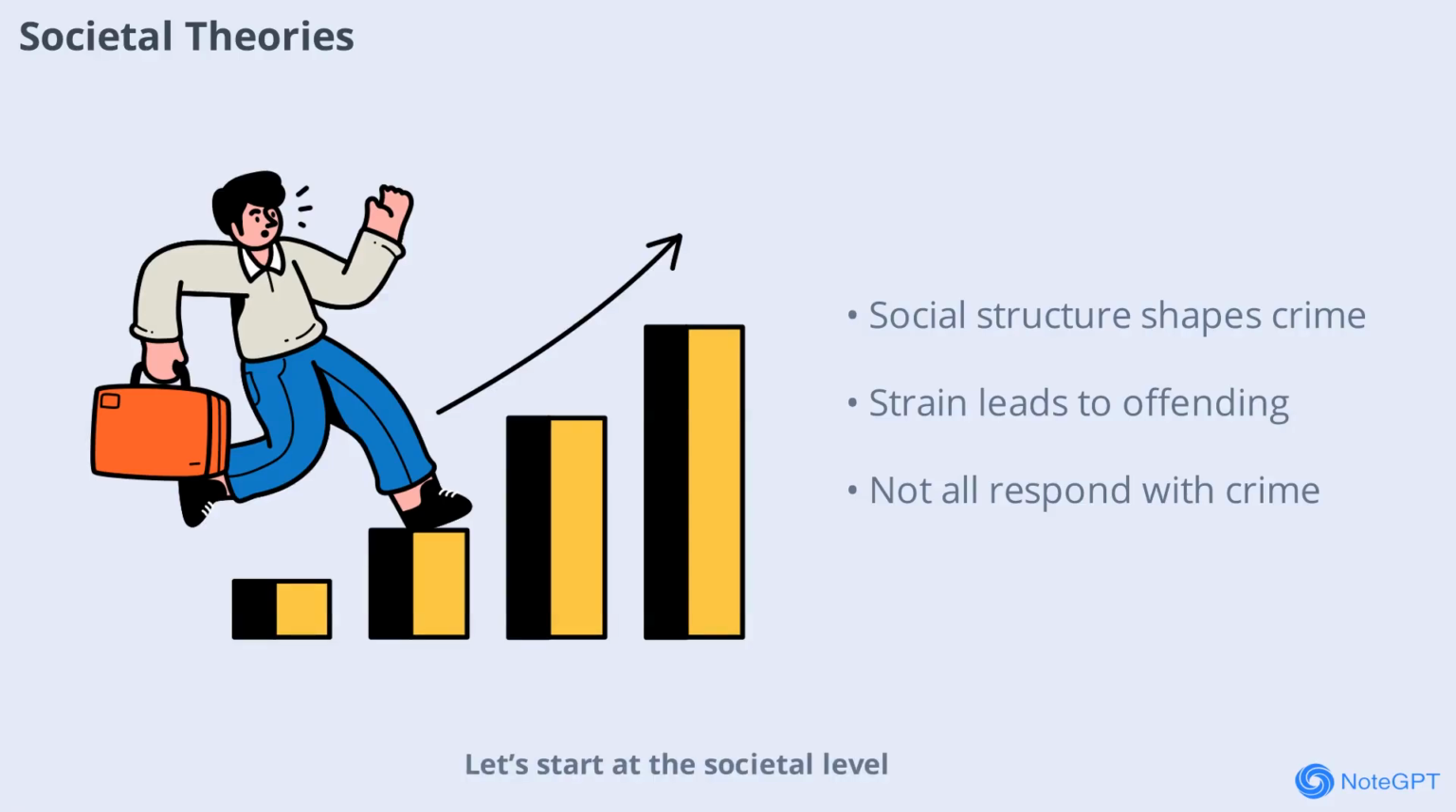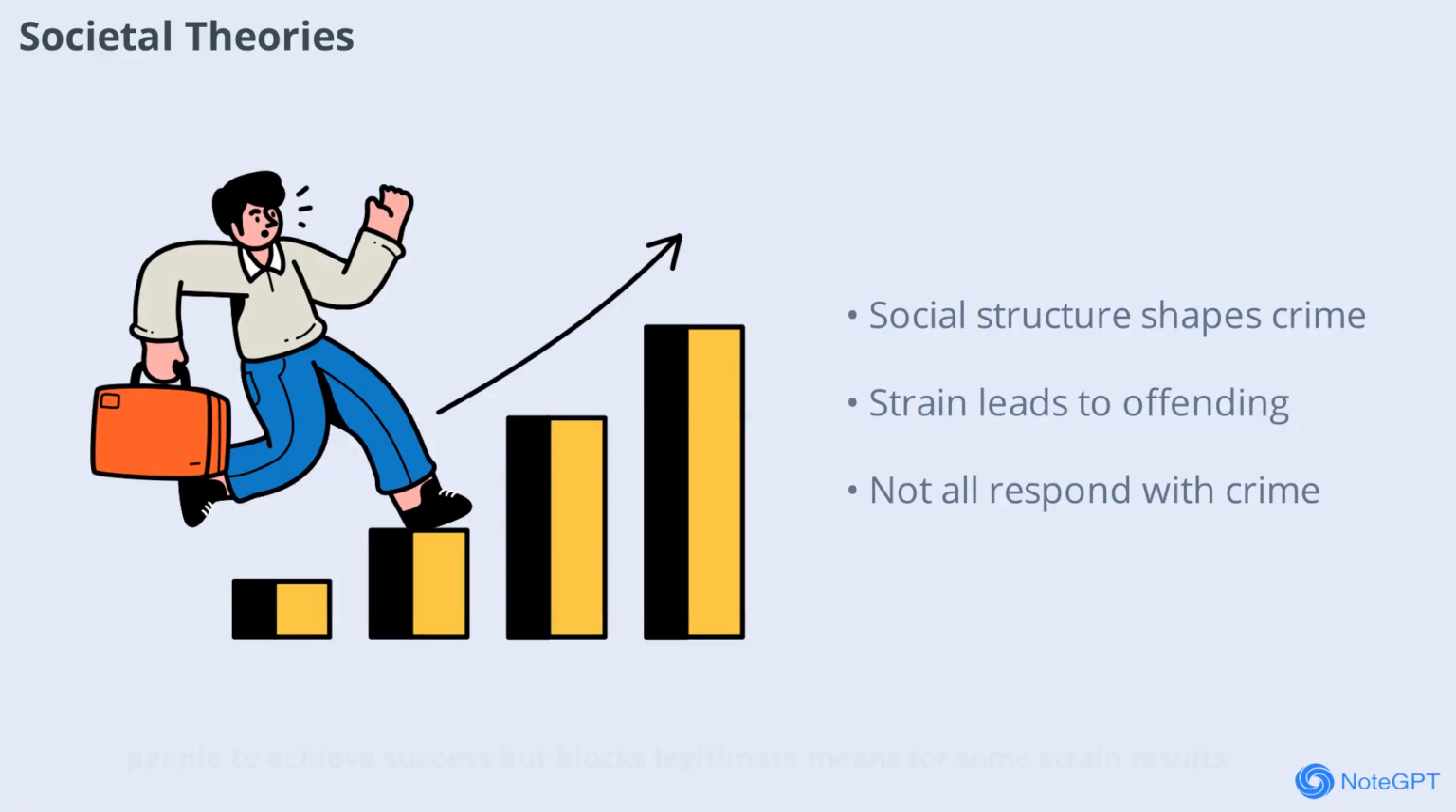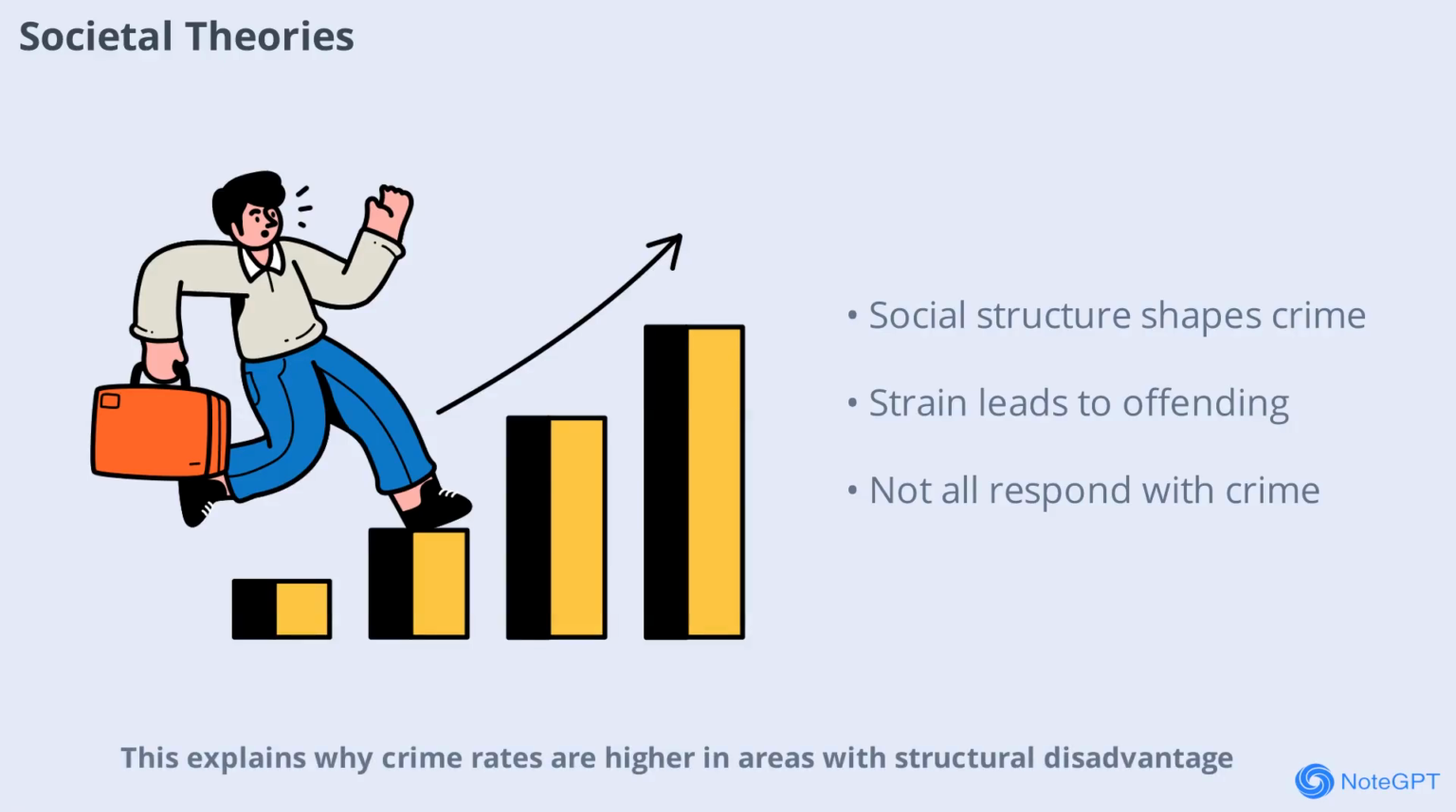Start at the societal level. Societal or macro theories see crime as a consequence of social structure. For example, social strain theory suggests that when society puts pressure on people to achieve success, but blocks legitimate means for some, strain results. Some may turn to crime as an alternative. This explains why crime rates are higher in areas with structural disadvantage, but it doesn't fully explain why not everyone facing strain offends. Still, it's a powerful lens for seeing patterned inequalities in crime.